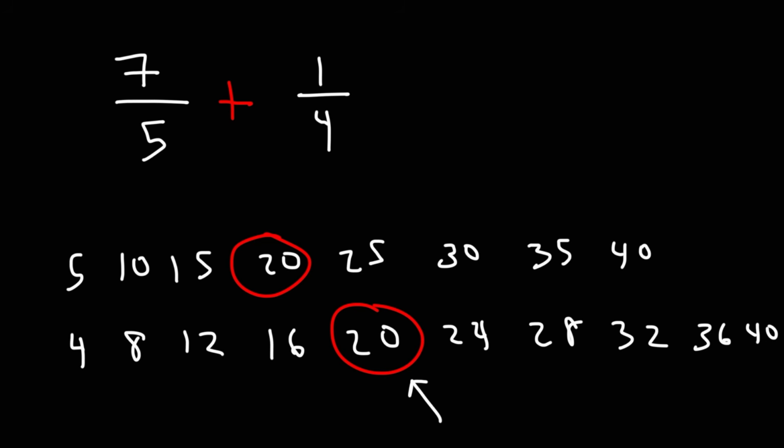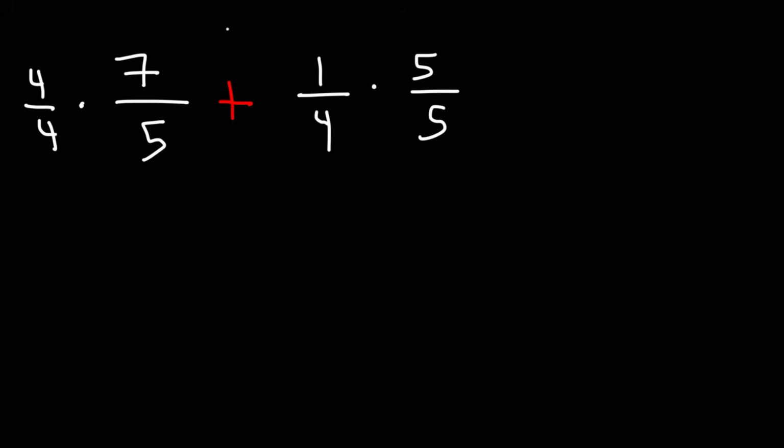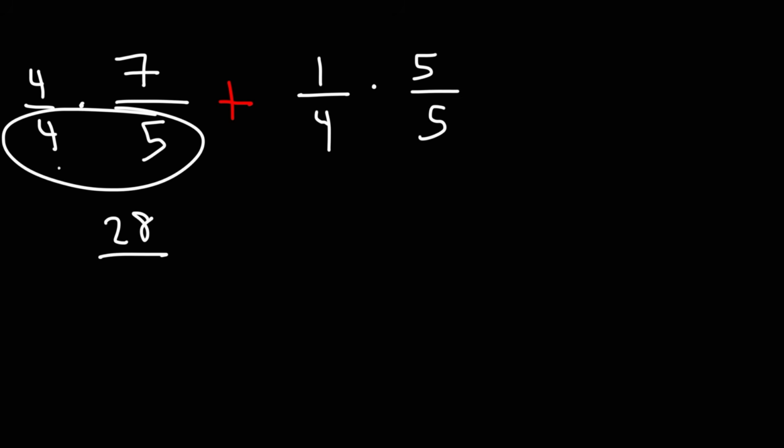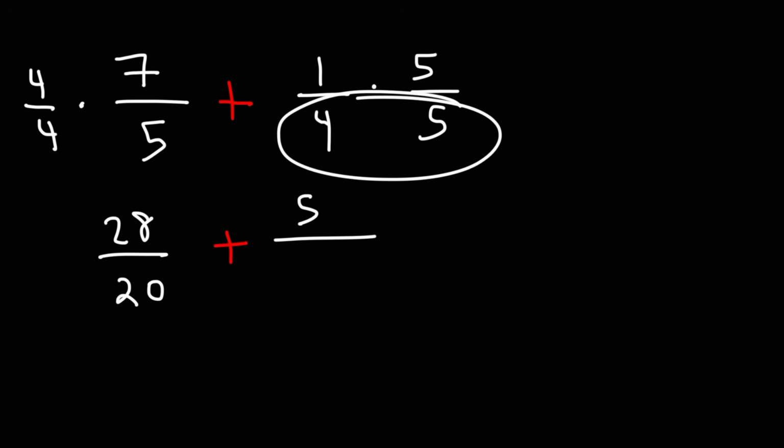So we want to get the denominator to 20. In order to do that, we need to multiply the first fraction by 4 over 4, and the second one by 5 over 5. 4 times 7 is 28. 4 times 5 is 20. And then we have 5 times 1, which is 5. And then 5 times 4, which is 20.